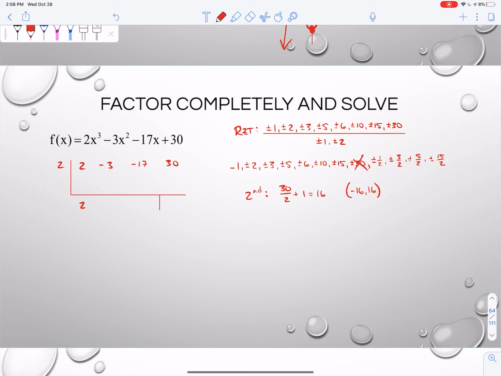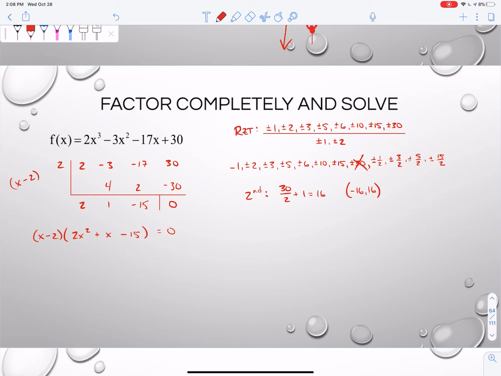So I drop down, I multiply. I add, I multiply. I add, and I multiply. And I add, and I do in fact get a remainder of 0. So again, this tells me now that x equals 2 is a factor, and that x minus 2 then would have to be a 0. Now, again, here my quotient has 3 terms, so what that means is that it's a quadratic. It's 2x squared plus x minus 15 equal to 0.